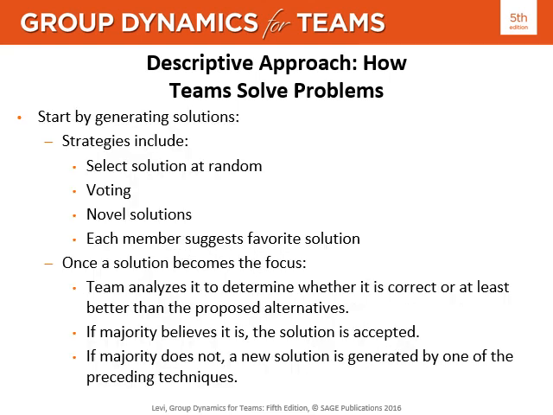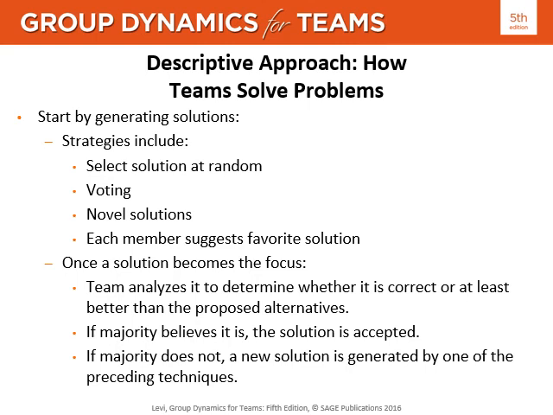Rather than going through problem-solving stages, many teams start the problem-solving process by generating solutions. Teams generate alternatives and select solutions in a variety of ways. Strategies include selecting a solution at random, voting for the best solution, taking turns suggesting each member's favorite solution, trying to demonstrate that a solution is correct, or inventing novel solutions.